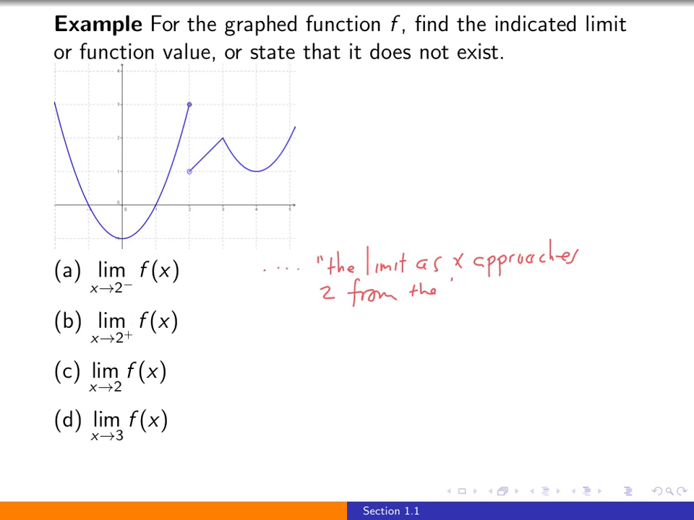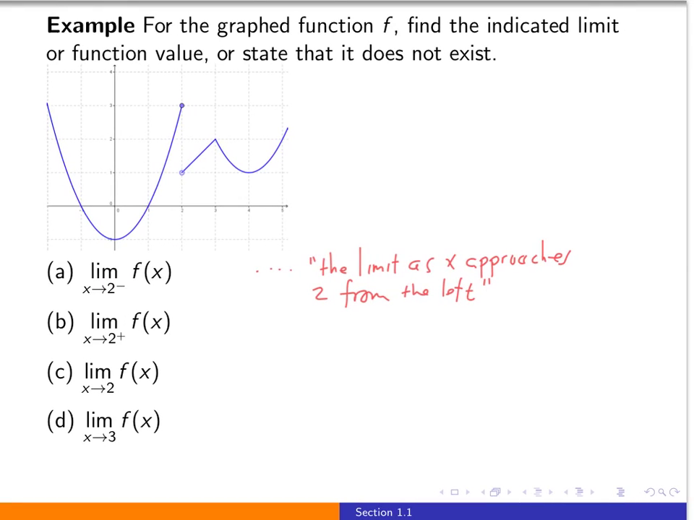from the left. So that is, as I plug in values close to 2, but still on the left-hand side, what are the function values going to approach? So if we think about plugging in values close to 2 on the left, well, looking at the graph, those outputs are becoming closer and closer to the value 3. So from a graphical investigation, the limit as x approaches 2 from the left of f of x is equal to 3.